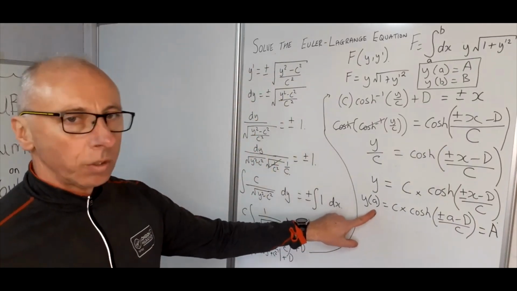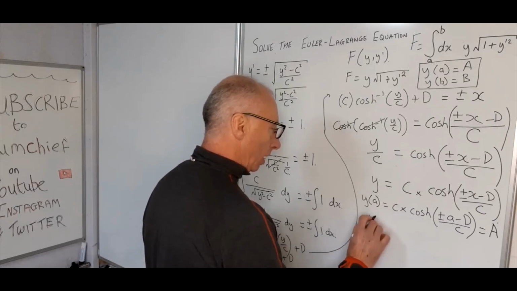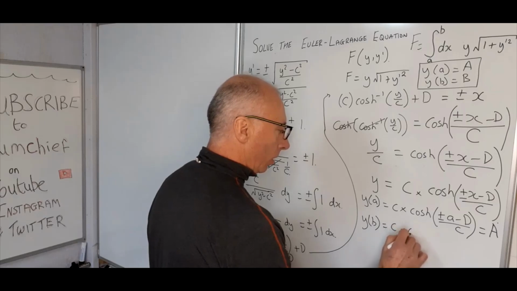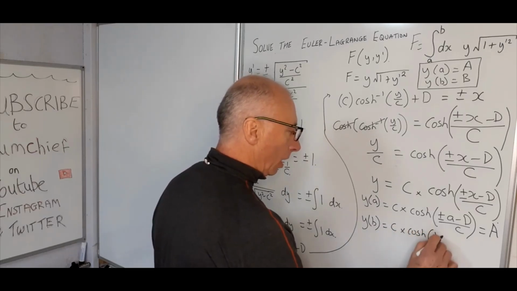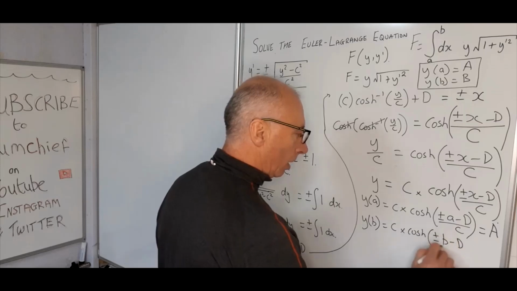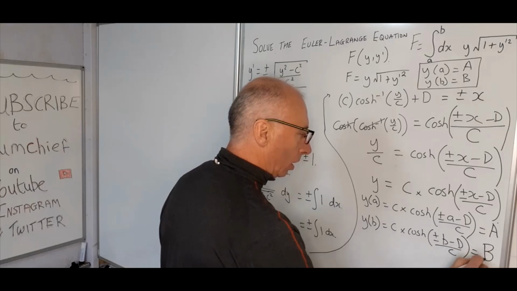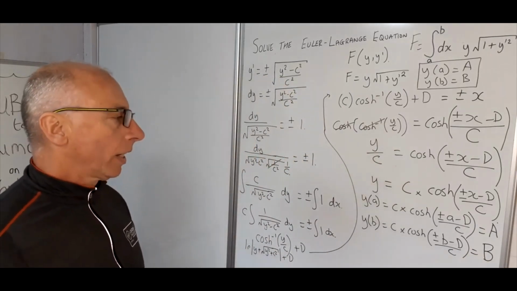And then for the other boundary point, y of b, now I'm going to write c times cosh of plus or minus b minus d over c, and that will equal our boundary value b. Okay, there we go.